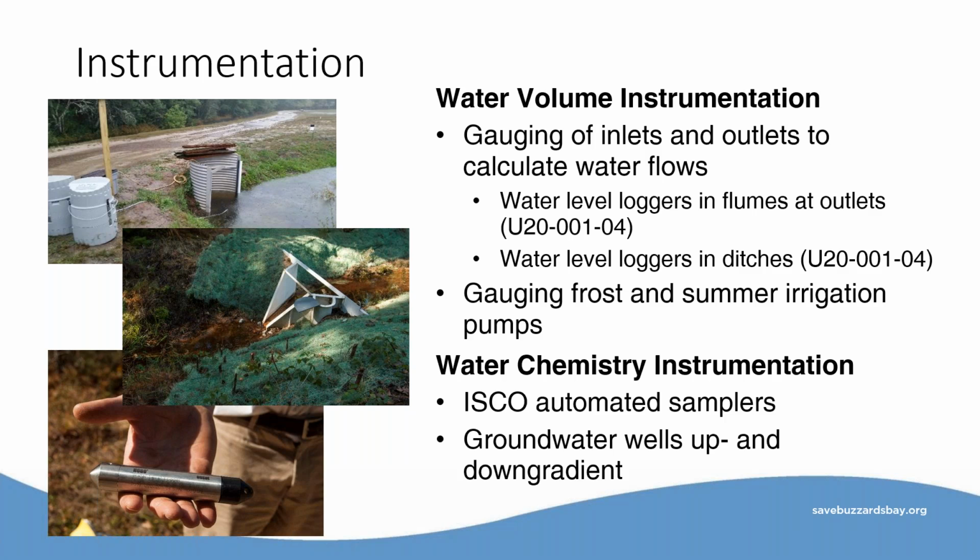And for the water chemistry, we used ISCO automated samplers that are up here on the right. And this is one of the water control structures. And actually you can see those are boards that have been pulled out of here. And we also collected water samples from groundwater wells up and down gradient of the bogs.